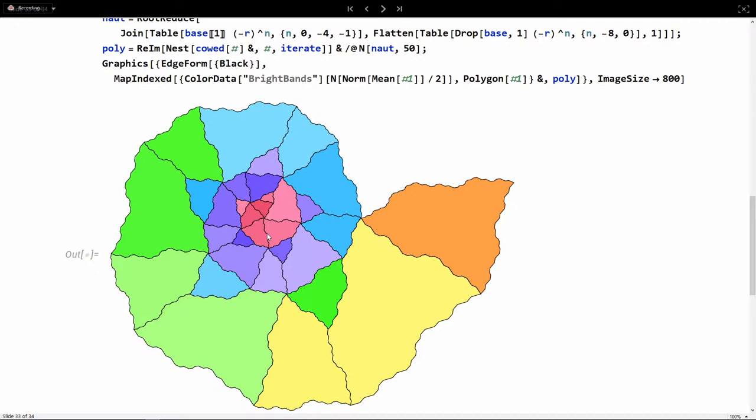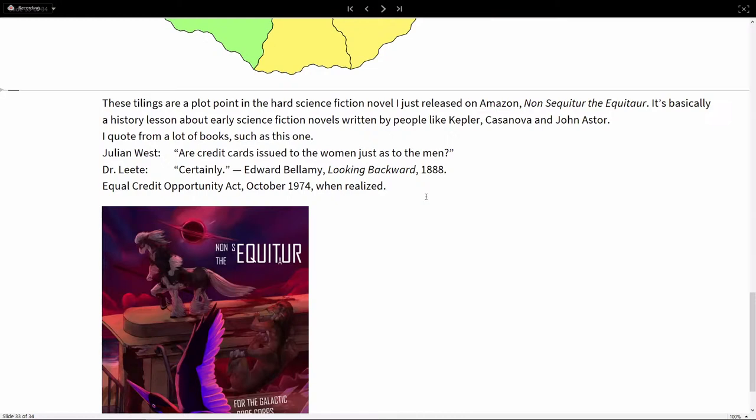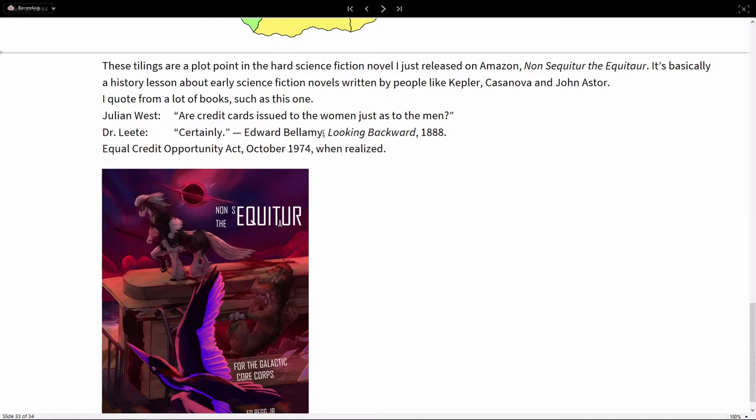And I use that as a plot point in a novel I just released on Amazon last week called Non Sequitur to the Equator. And in it, I've got a whole history of science fiction novels. For example, this one from 1888. There's a quote in that novel: "Are credit cards issued to the women just as to the men?" And Dr. Leitch replies, "Certainly." That's from 1888. It's the invention of credit cards, but it wasn't until 1974 that this was realized where women could get credit cards freely in the United States. So I thought this was an interesting bit of science fiction.